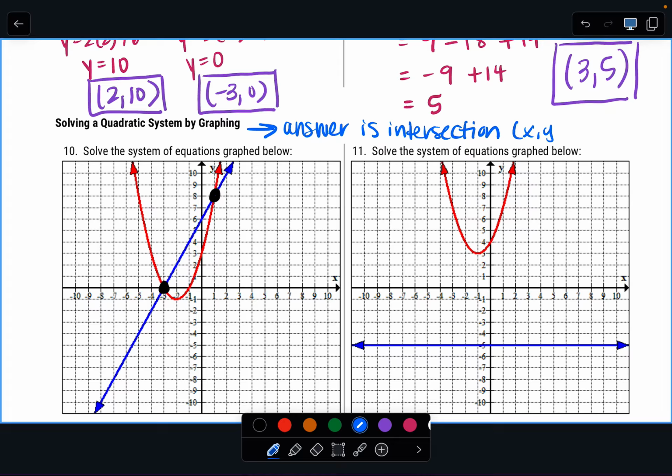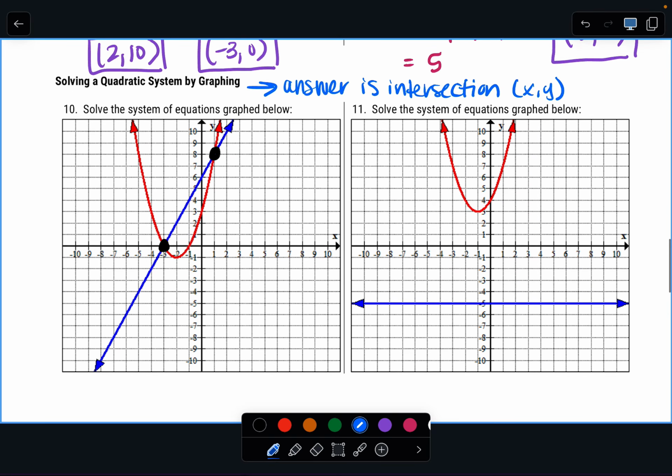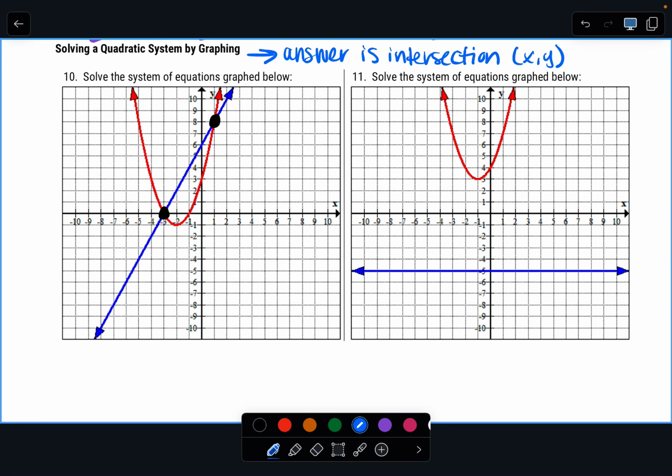x comma y. Really, the only thing you don't have to write as x comma y is when you're just solving by factoring, like just a regular problem equal to 0. Now, in this case, I have two places of intersection. I have one at negative 3 comma 0. And I have another one at 1 comma 8. Does it matter what order I write them in? It does not matter what order you write them in, but it has to be x comma y.